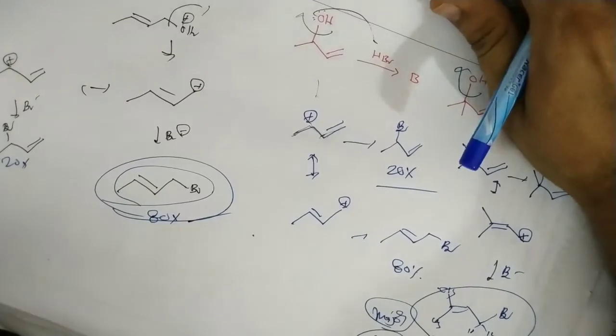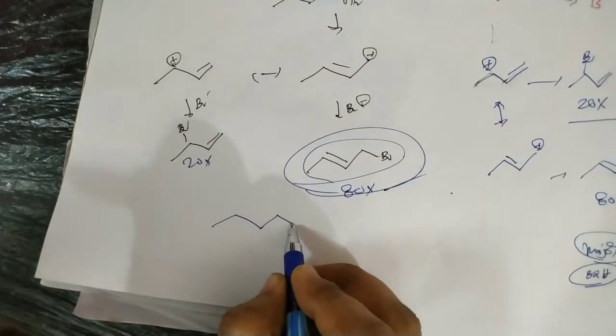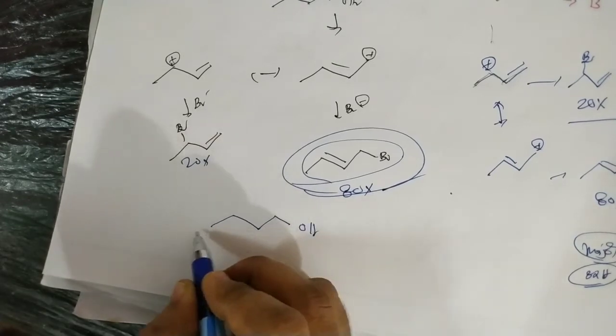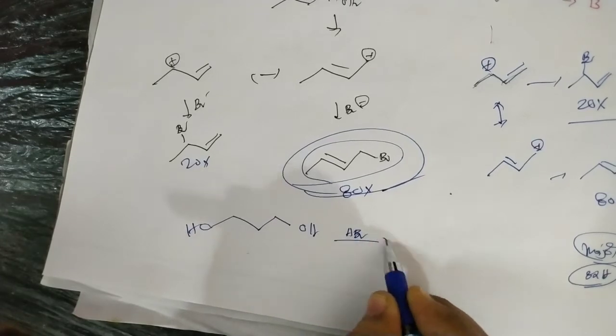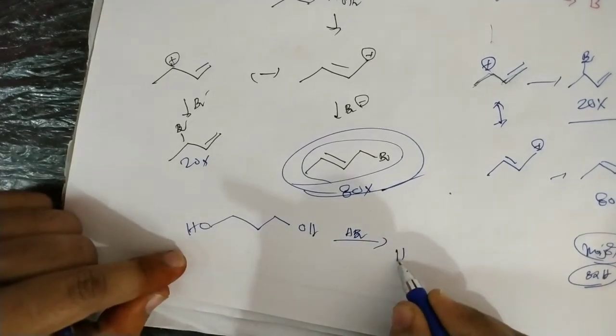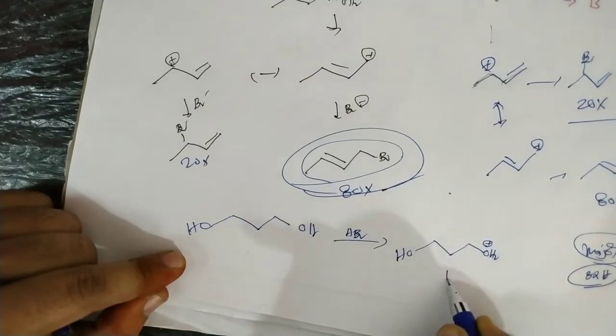That's it. One more reaction I want to say, that is propane diol. This propane diol on reaction with HBr, because it is a primary alcohol, there is no formation of the free carbocation.